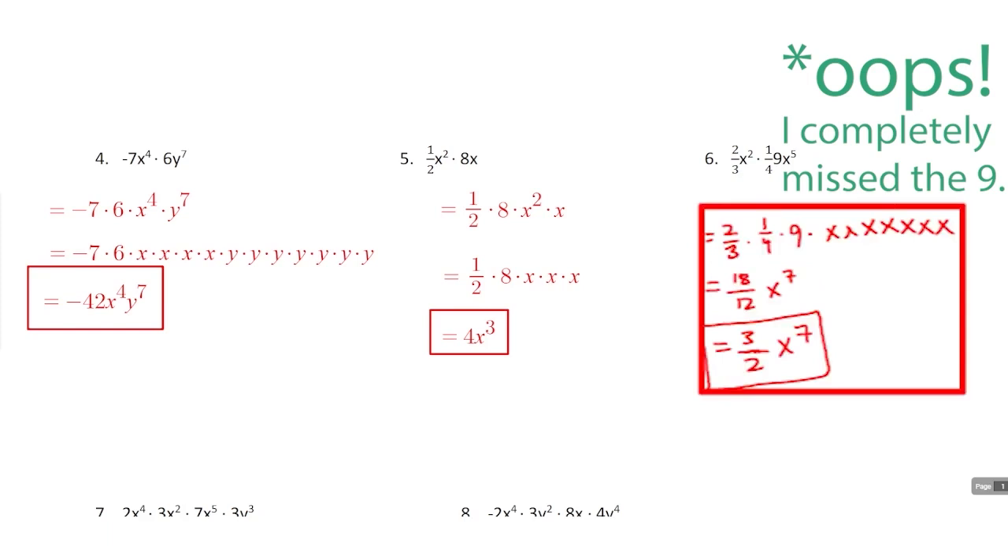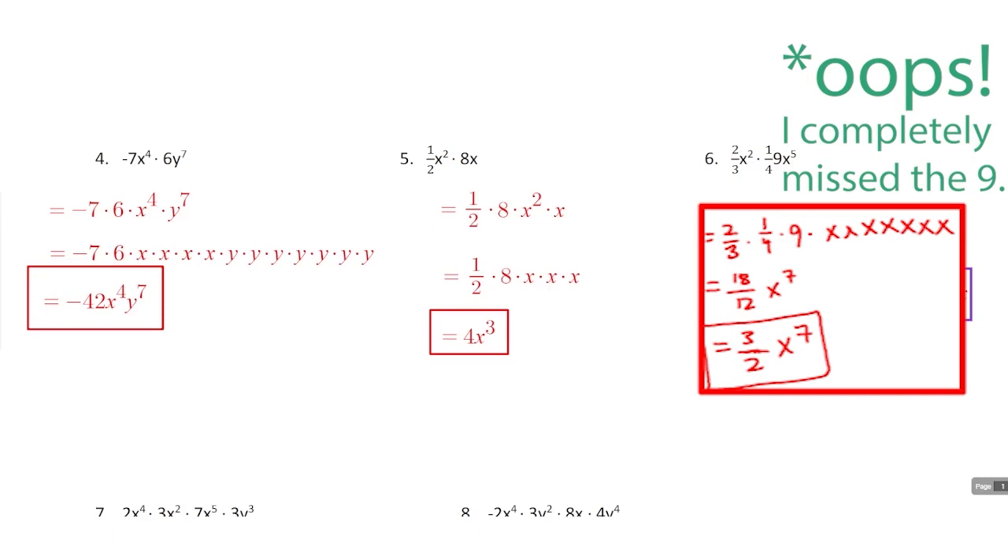Times, and then we got 2 x's, and then 5 x's. 1, 2, 3, 4, 5. Did I count that out right? Yep. And so now I'm going to do the multiplication. 2/3 times 1/4 is going to be 2 over 12, which reduces to 1 over 6. And we have a total of 7 x's.